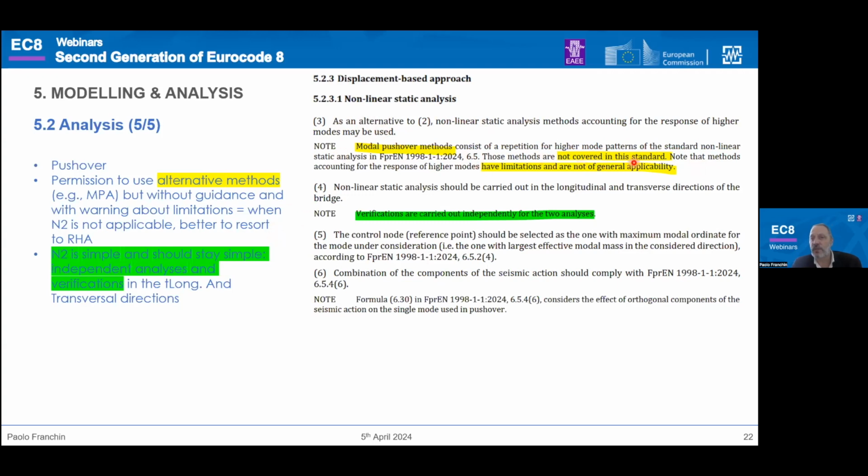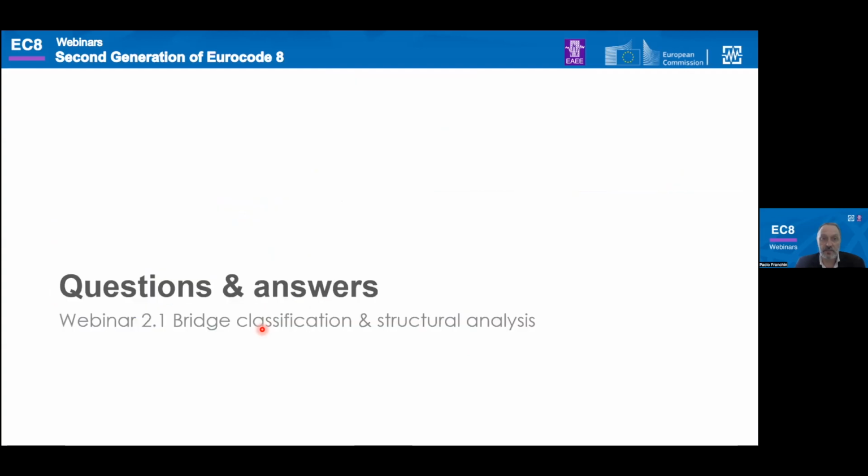But they are not fully endorsed, and it is reminded that they have limitations and are not of general applicability. This is important. This means that basically when you cannot do regular N2, yes, you can embark in using a modal pushover. There is a permission, but the main way to go would be a nonlinear response history analysis. One important thing, when you can do N2, you can do independent analysis in the longitudinal and transverse direction, and also independent verifications. This is in the spirit of the simplified method.